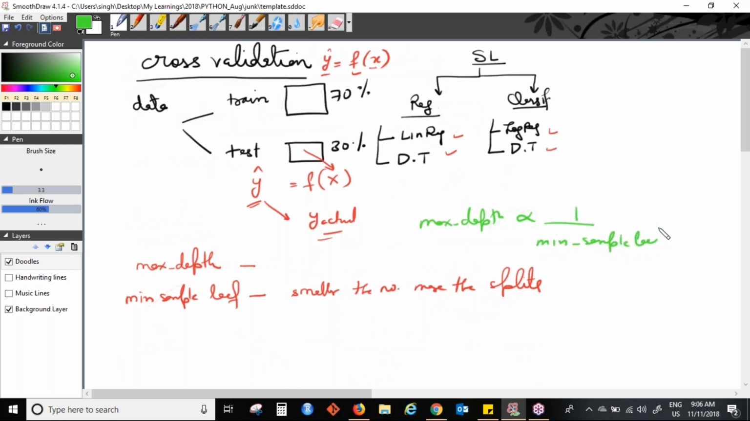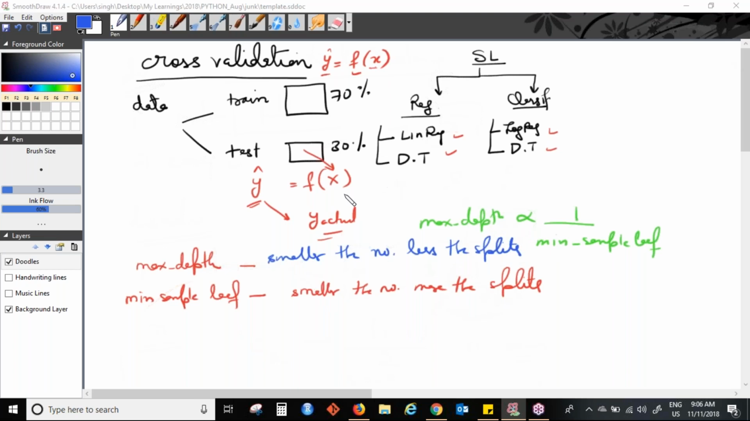Right, guys, are you following? Because a higher value of max depth gives you a longer tree, but a smaller value of min sample leaf gives you a longer tree. So they are inversely proportional. For this one, the smaller the number, the more the splits. For this one, the smaller the number, the fewer the splits. Okay, so let me write it down. So I say they are inversely proportional.